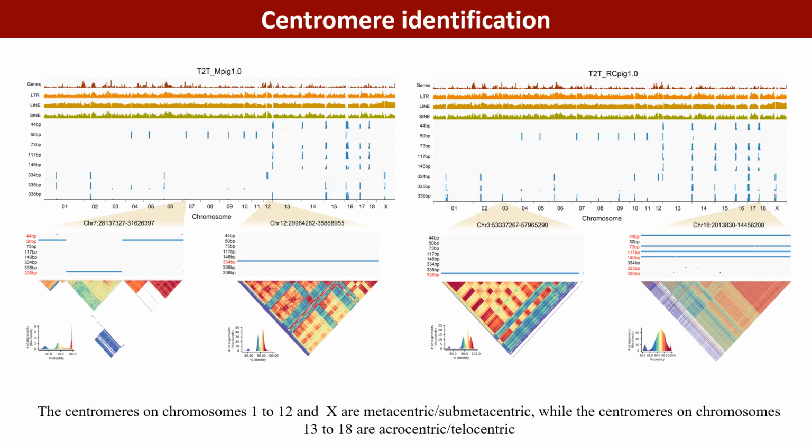We also identified the centromeric regions of both genomes. The centromeres on chromosomes 1 to 12 and X are classified as metacentric or submetacentric, while those on chromosomes 13 to 18 are classified as acrocentric or telecentric.